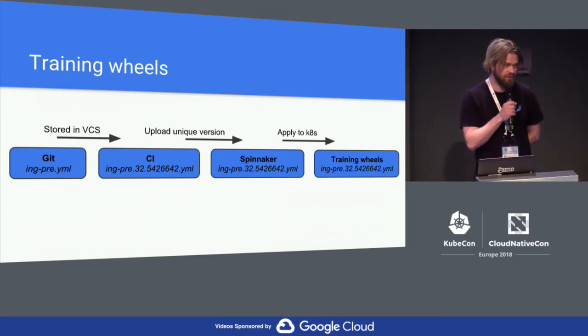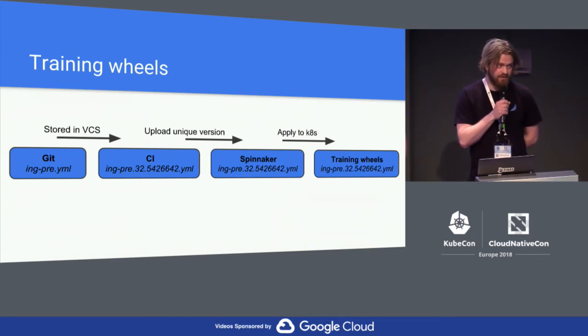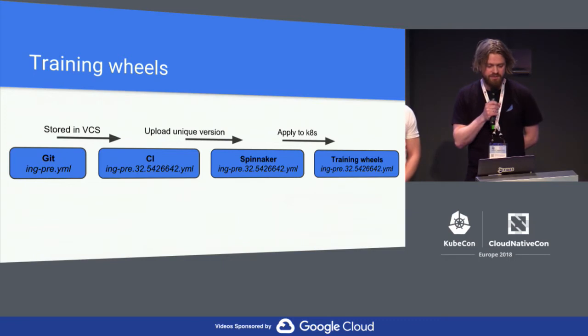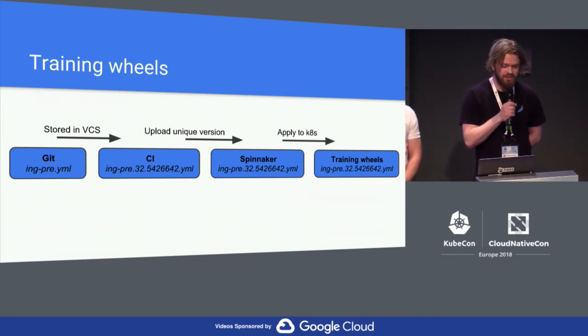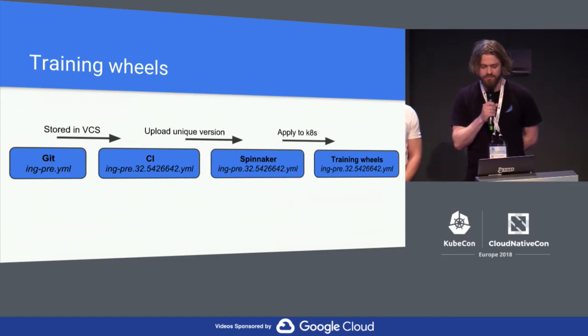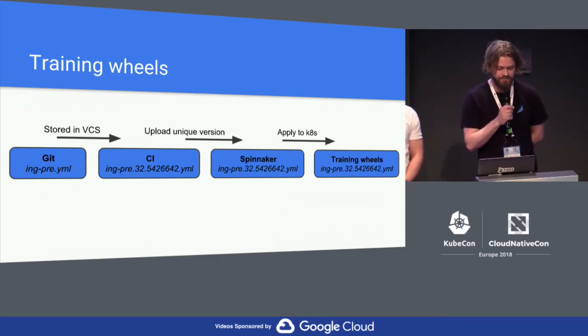Spinnaker extracts the version and all the details about this manifest from the CI build. Spinnaker triggers the training wheel stage with a concrete version of the manifest uploaded in the CI build. Then the training wheels applies the raw manifest to Kubernetes.